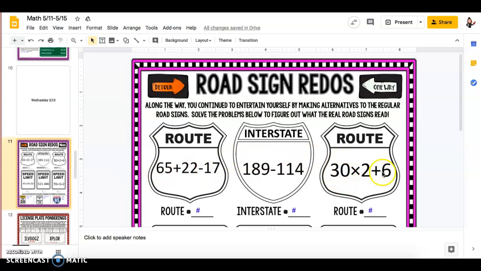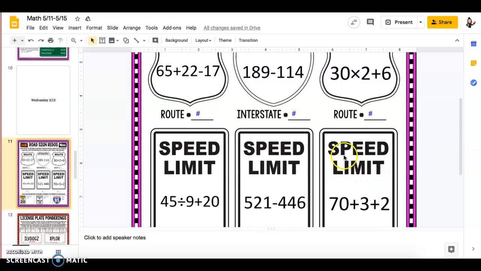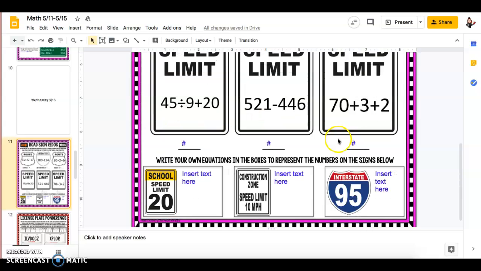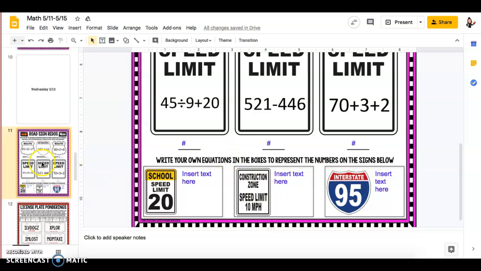30 times 2 plus 6. I know that multiplication comes before addition, so I know my parentheses would go around 30 times 2, and I would solve that first. You'll also do it for the speed limit signs, and then you're going to write your own equations here. So what equation would equal 20? What equation would equal 10? And what equation would equal 95? Be as creative as you want.